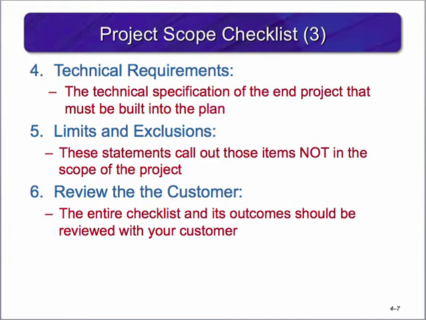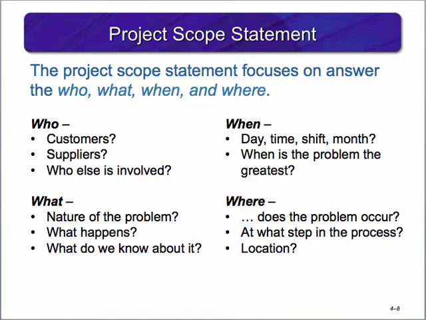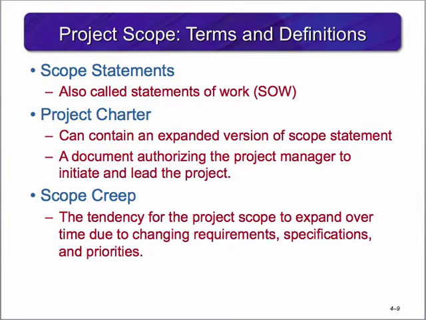This does not act as official approval to move forward, but does allow the project manager to move to the next step. An easy way to summarize what should be contained within the project scope statement is to think about the who, what, when, and where. Combining this with the checklist will ensure you have a well thought out and planned scope statement. Here are a few items you'll need to be familiar with as we talk about defining a project.